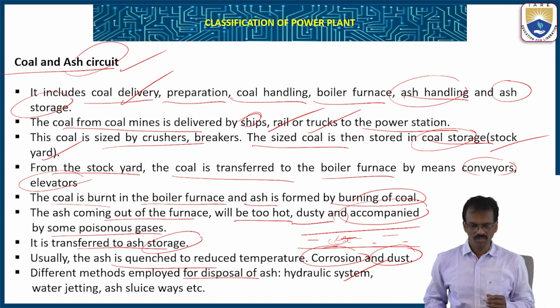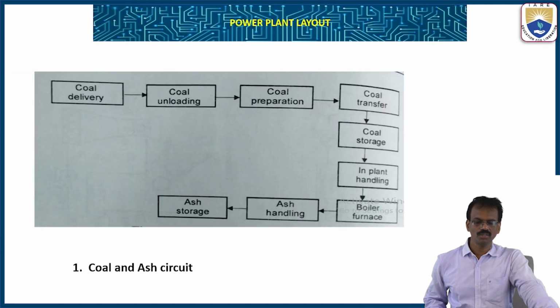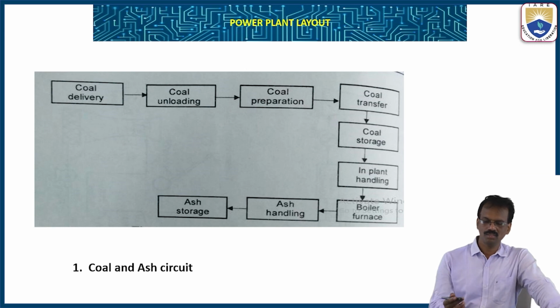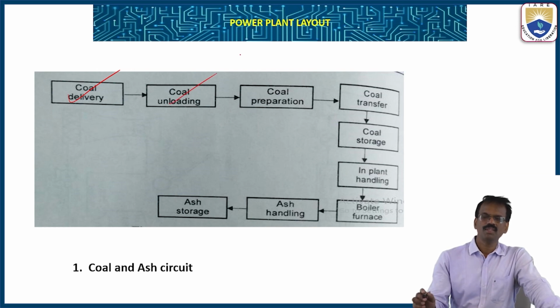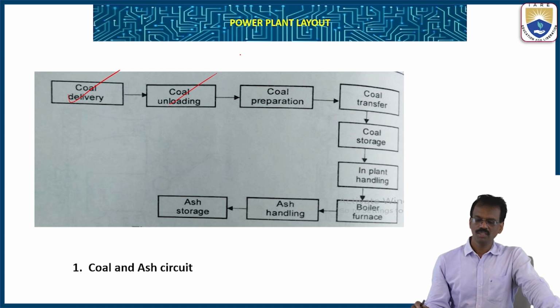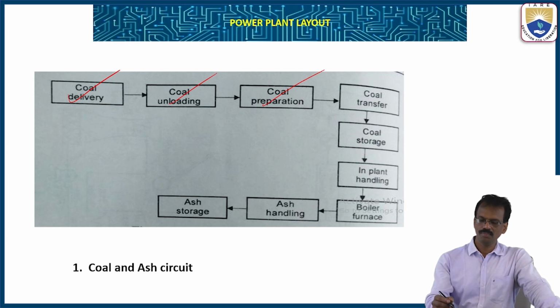So these are the few points regarding the coal and ash circuit. Here you can see the circuit. The first one is the coal delivery from the coal mines. Next is coal unloading, just collection of the coal. Next is coal preparation, prepared in required sizes, and next storing in a storage place. Then the coal is transferred to the coal storage.